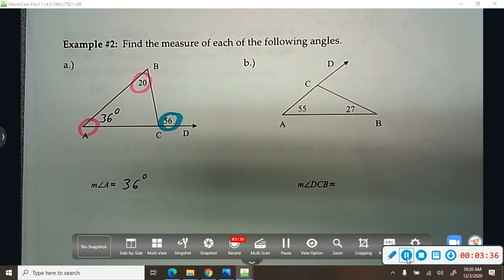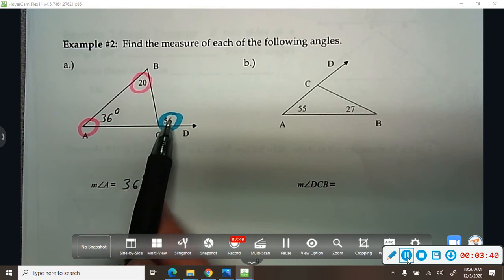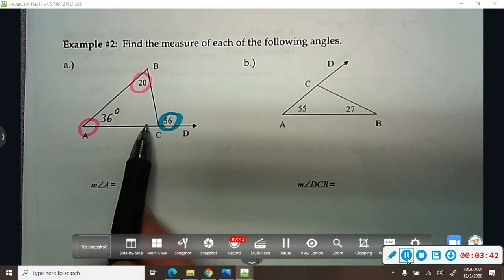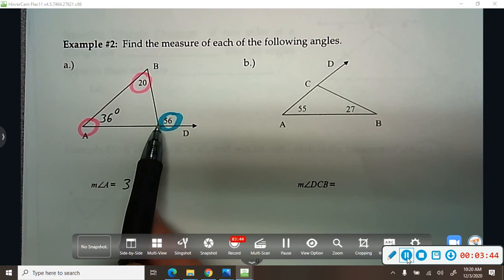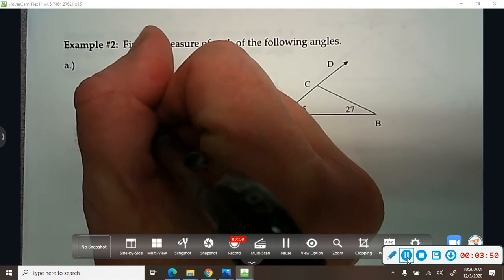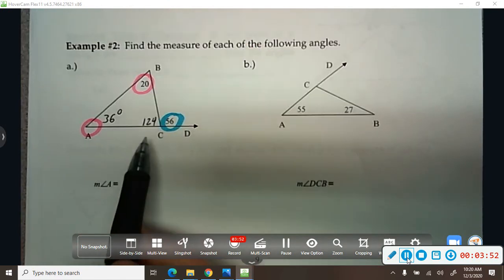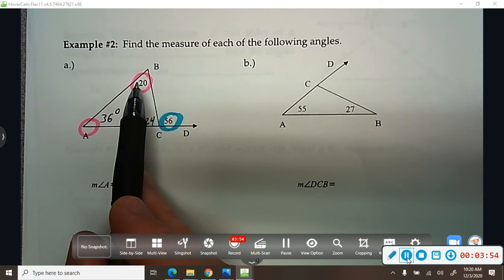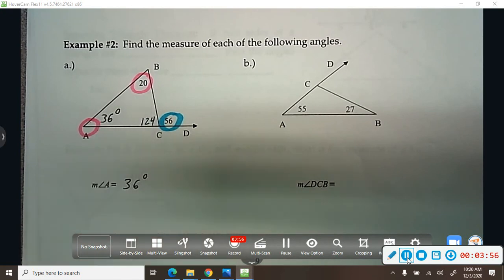Now, if you weren't sure, and you were taking this on the ACT, you could say, well, what plus 56 is 180, and that would be 124? And then you take 124 plus 20, get 144. What's left over? 36. So that's one way you could do it. But all they asked for was the measure of angle A.